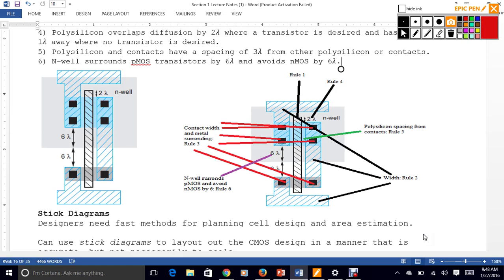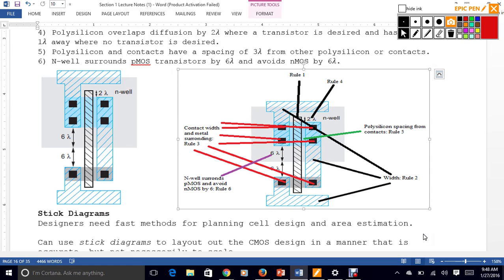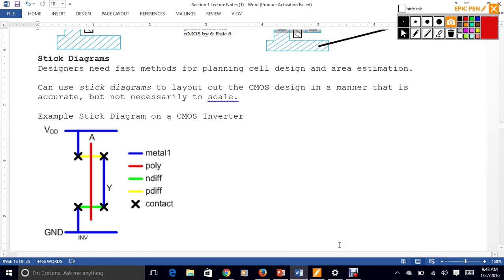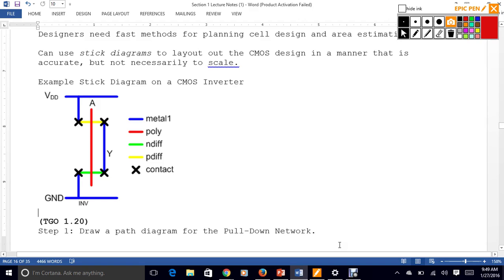The whole idea of a stick diagram is to lay it out in a manner that is not necessarily to scale, and then apply your rules later. This will cut down a lot of your time. When I took a design automation course, we had a coding project where we designed, in Java, a program that generated the stick diagrams for you, and you had to come up with the way to do it. So I'm going to present the algorithm that I designed in that class to you.